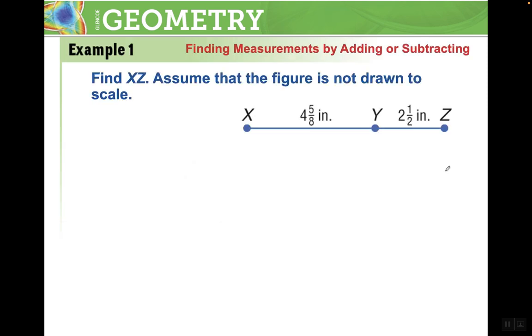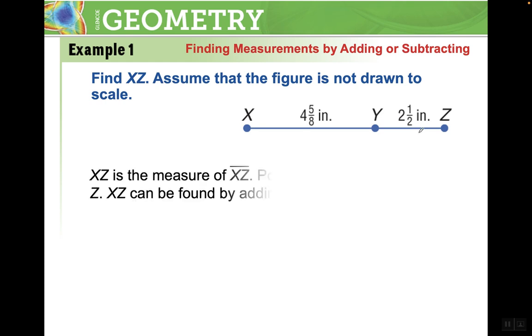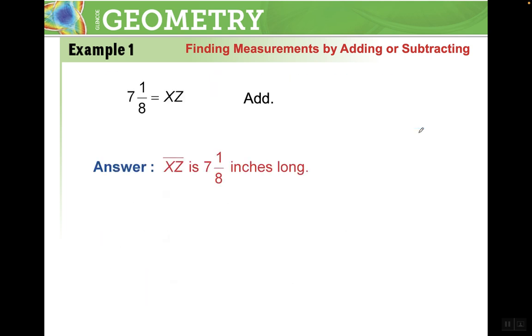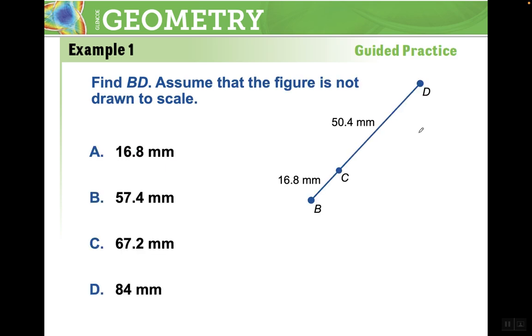So, using that idea, it says, assume that the figure is not drawn to scale. That is going to be a key thing all throughout geometry. You cannot assume anything is drawn to scale. Okay? And they want you to find the measure of XZ. Well, they give us that XY is 4 5/8 and that YZ is 2 1/2. So you just need to add that. And I know they're fractions, but you can put it in your calculator. You should end up with 7 1/8? And there you go. Again, I'll let you figure this one out, but you're just adding them.